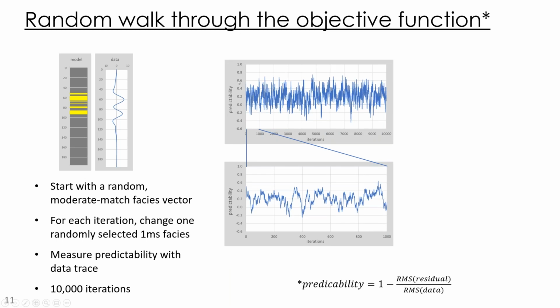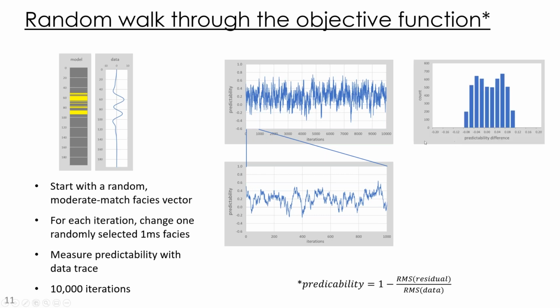This is the predictability measured one step at a time through the objective function for 10,000 iterations, and here it's zoomed in on the first 1,000. What can we see from this? There are a few takeaways. It jumps around an awful lot. It's not a smooth surface at all, which implies that changing one facies sample can make quite a big impact.